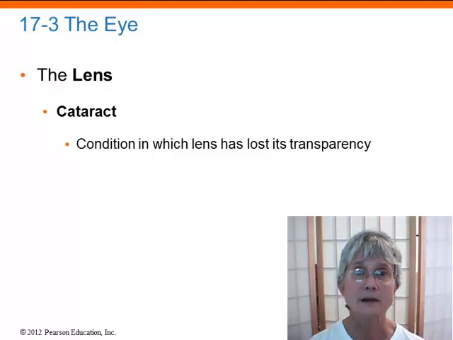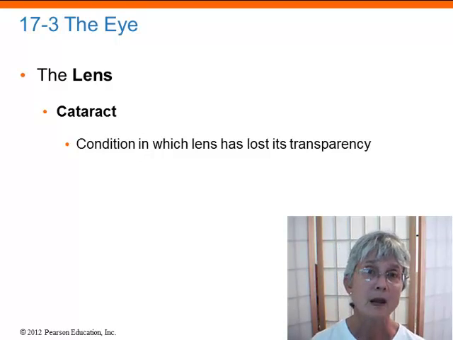Okay, finally, the lens. The lens, of course, is going to focus for near or far vision. We'll see how in our next presentation. Problems associated with the lens. The main one is cataract. The lens, of course, has no blood vessels of its own. It's bathed with aqueous humor, but over time, as you age, the interior of the lens can start to deteriorate and get cloudy, and that's what a cataract is.